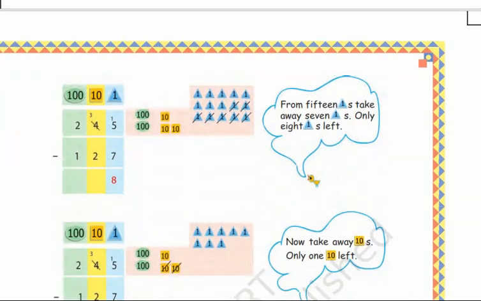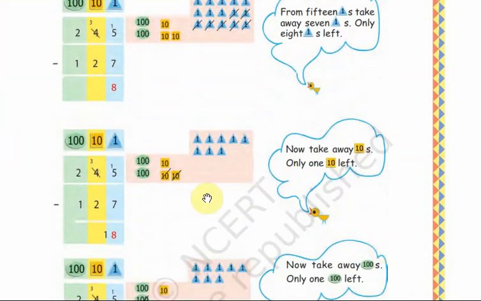Okay. Now moving on to the tens place. Here only 3 tens are there. As we borrowed 1 ten to the ones place, only 3 tens are remaining. So 3 minus 2. How many are there? You have to cut out 2 tens from here. So remaining 1 ten is there. So write 1 here. Now take away tens. Only 1 ten is left. So when you take away 2 tens from 3 tens, we will get 1. Otherwise 3 minus 2 is 1.